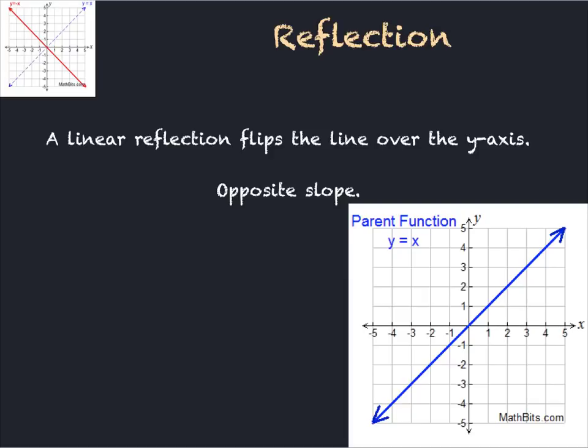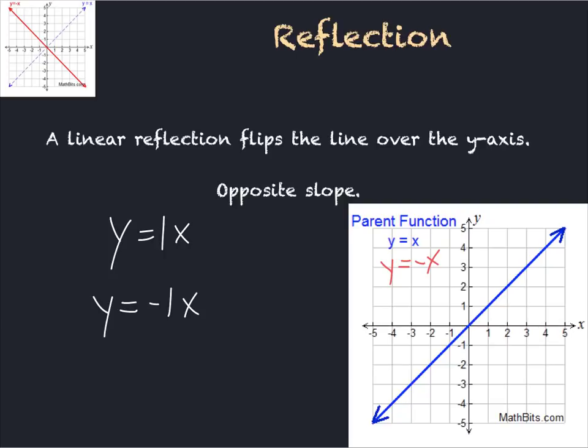So, for example, in the parent function, y equals x, our slope was 1x, right? You could put a 1 there if it helps you visualize it. So if we want to reflect it, it would be y equals negative 1x. Okay, and a reflection, all it does is flip the line over the y-axis, right? So if we're reflecting the parent function, then that would make our reflection y equals negative x, right?